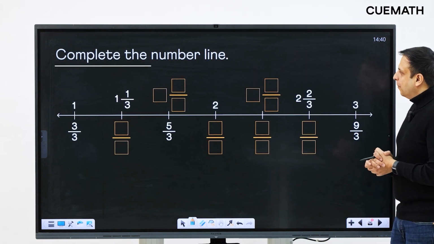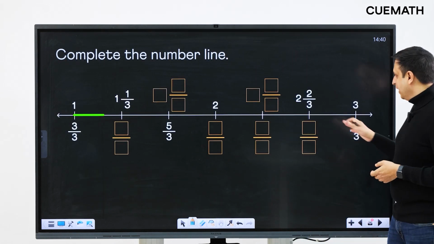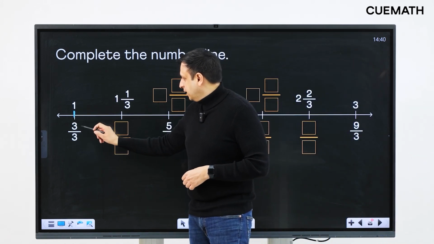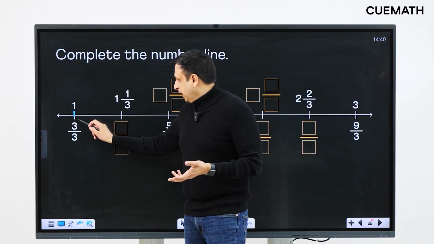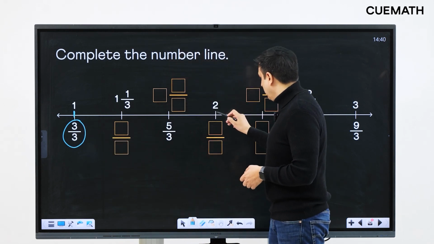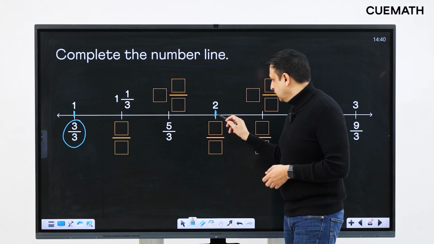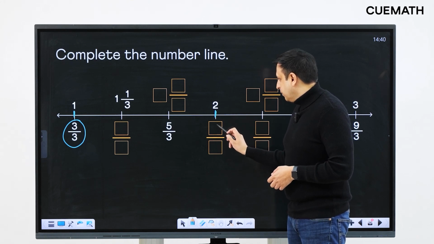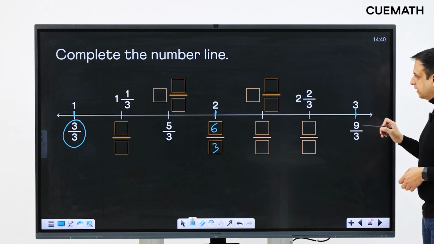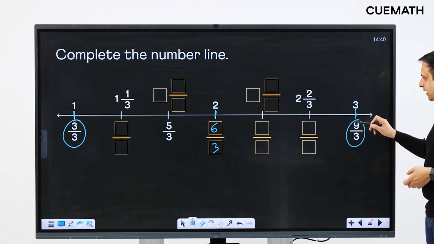Alright, complete the number line. So we have a number line here. We have point 1 over here, which they have written as the fraction 3 over 3, also an improper fraction. We have point 2 over here, so we could write it as the improper fraction 6 over 3, and then we have point 3 here, which has been written as the improper fraction 9 over 3.